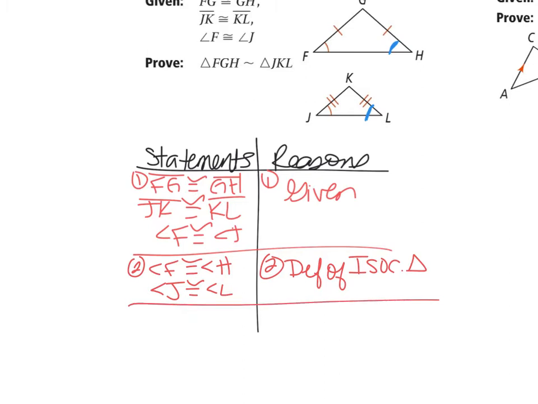So, okay, now we've got that. Now, in order for us to use AA, we had to say that F is congruent to J and H is congruent to L. Well, we do have F is congruent to J in our proof, but we do not have H is congruent to L.